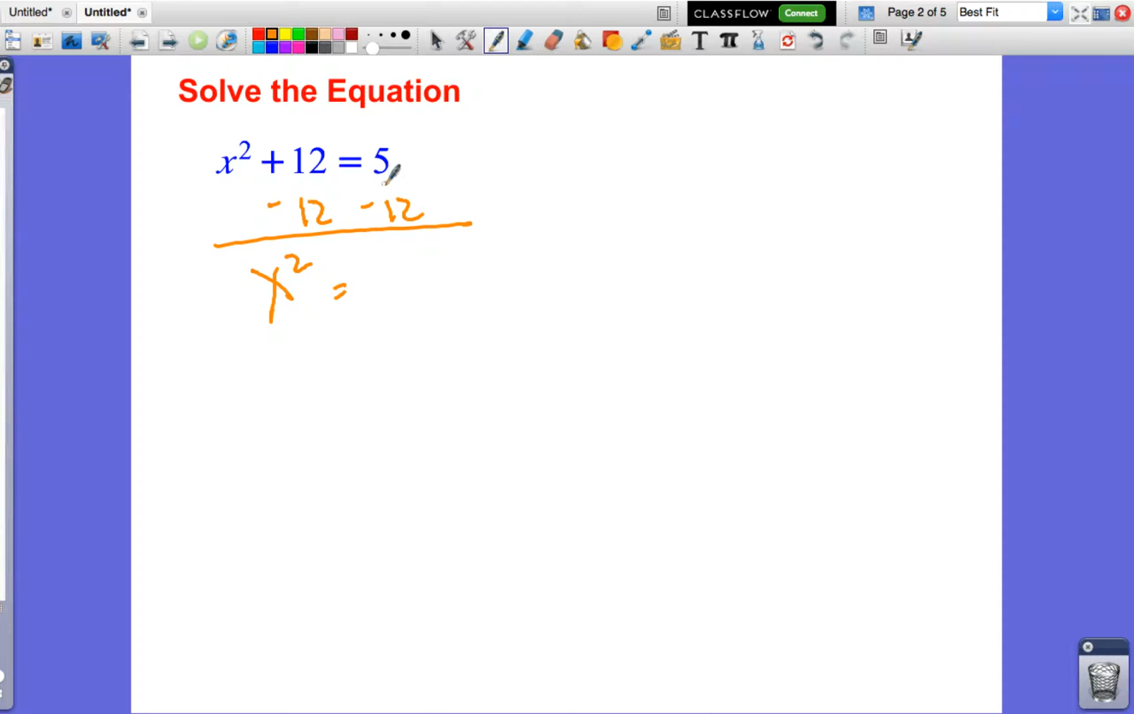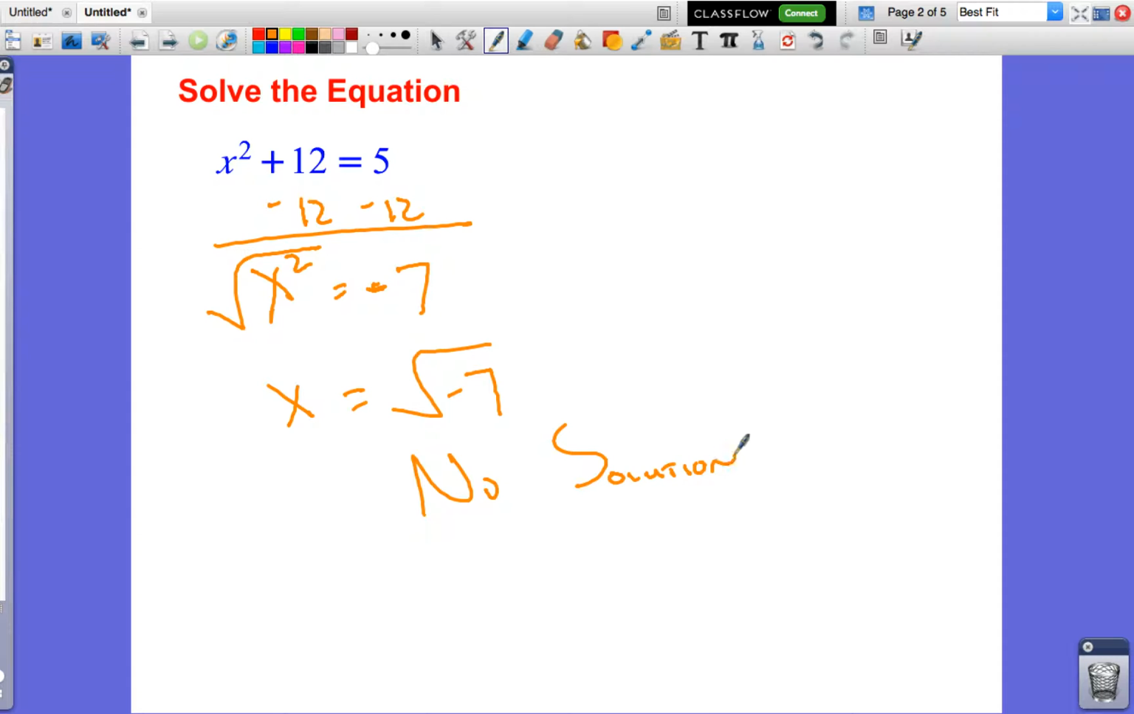I have x squared equals 5 minus 12, which is negative 7. I know that some number times itself equals negative 7, so I need to cancel out this exponent of 2 by finding the square root. That leaves me with x equals the square root of negative 7. I have to ask myself, what times itself equals negative 7? And the answer is nothing. There is no solution, because this is a negative number. You can't have the square root of a negative number. It doesn't work.